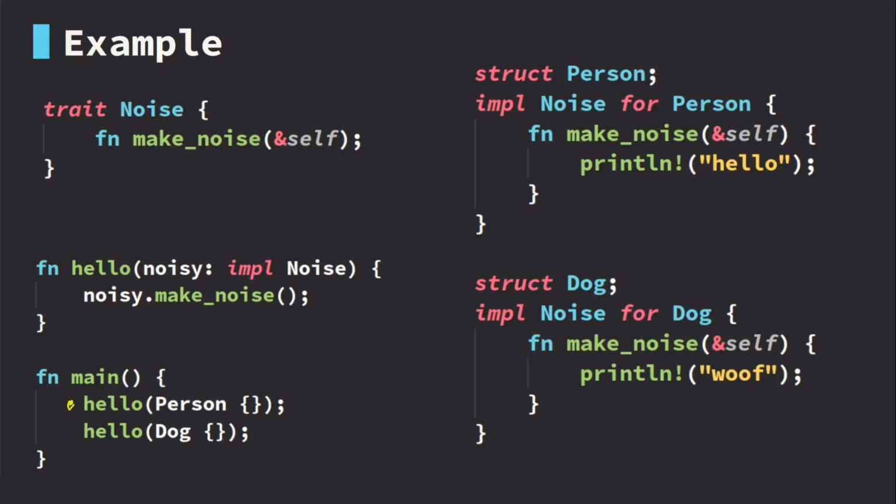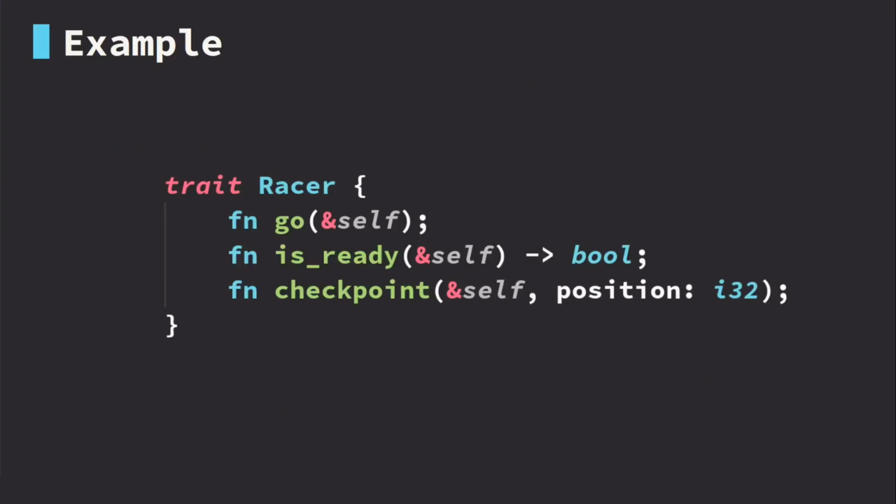So on this first one where we have hello with a person, when we call noisy.makeNoise, this makeNoise function will refer to this one for a person. So it'll print out hello. And then for the dog, this makeNoise function will refer to the implementation on the dog, which will print out woof. You aren't just limited to single functions within a trait. You can also have additional functions listed for the trait depending on your needs.